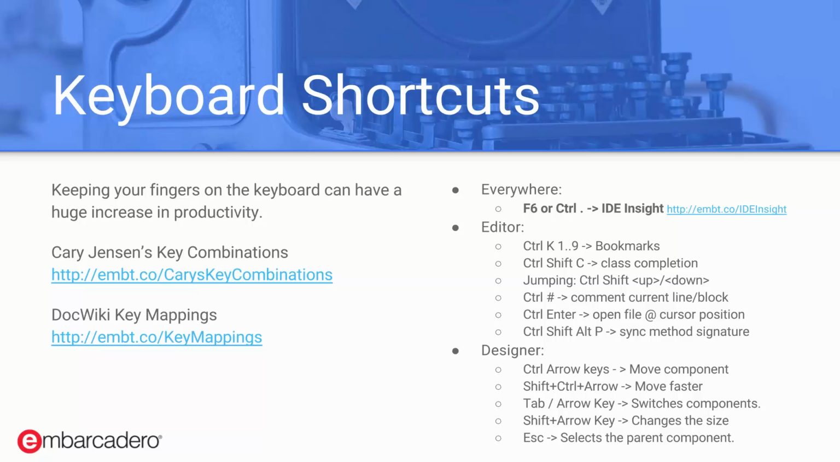There are some shortcuts there for the designer. You can use the arrow keys to move components around, Control arrow keys to move components around, Shift-Control arrow keys to move the components faster. And then just Shift and arrow key lets you change sizes. The Escape key selects the parent component. That's a really useful one. A lot of people don't know that one. If you have a component selected and you hit the Escape key, it takes you up to the parent. Especially useful if you have multiple layers of nested components.